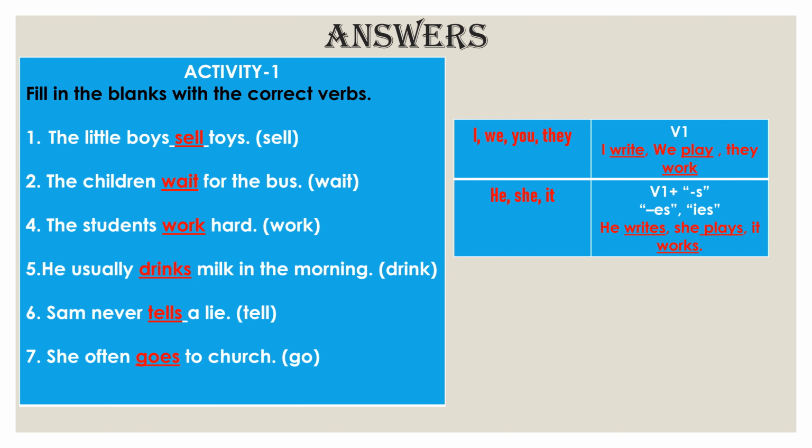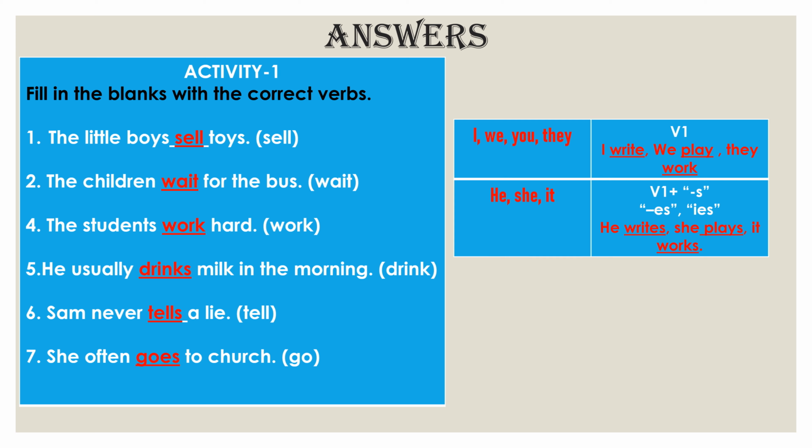Now let's discuss the answers. Activity 1. Fill in the blanks with the correct verbs. The little boys sell toys. Here the subject is plural, so we can use the original form of the word. The children wait for the bus. The students work hard. He usually drinks milk in the morning. So, as it's a singular subject, we need to add s with the verb. It's not he usually drink milk in the morning. It is he usually drinks milk in the morning.